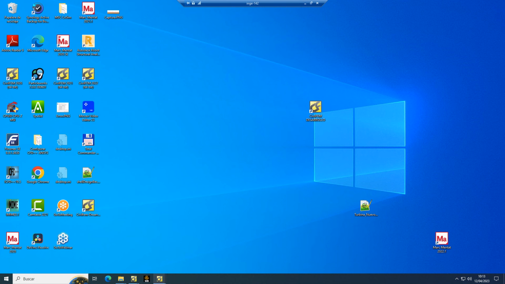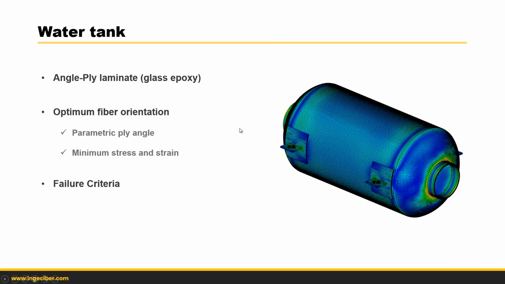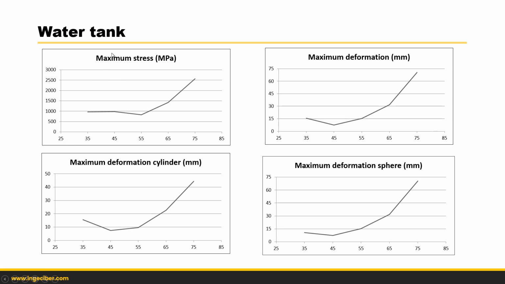For that we have extracted those solutions, and in the PowerPoint for the different angles, we have extracted the maximum von Mises stress for 35, 45, 55, and the other angles. Based on stresses, the minimum stresses are obtained for the 55 angle. If we plot the deformation, we can see that the optimum value for deformation is the 45 angle. We have split the maximum deformation into deformations in the cylinder and in the lateral sphere zones. So we can see that the 45 angle is the optimum for the deformation.